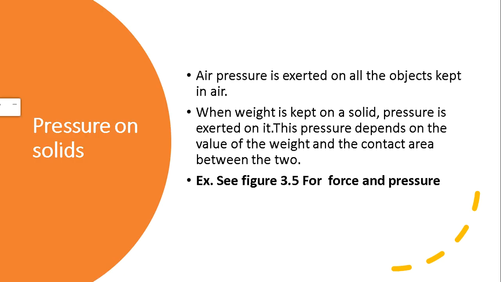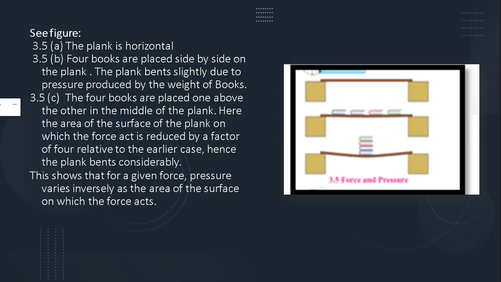Now we will see pressure on solids. Air pressure is exerted on all the objects kept in the air. When weight is kept on a solid, pressure is exerted on it. This pressure depends on the value of the weight and the contact area between the two. Now, if you see figure 3.5 for force and pressure.